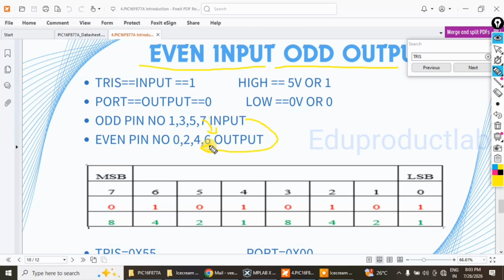So pins 0, 2, 4, 6 are input. The 0th pin is input. Here the 0th bit is 1, second bit also 1, 4th bit also 1, then 6th bit also 1. So even pins are input. This value is 4 plus 1, 5. Here also 4 plus 1, 5. So MSB is 5, then LSB is 5. So this TRIS value is 0x55.